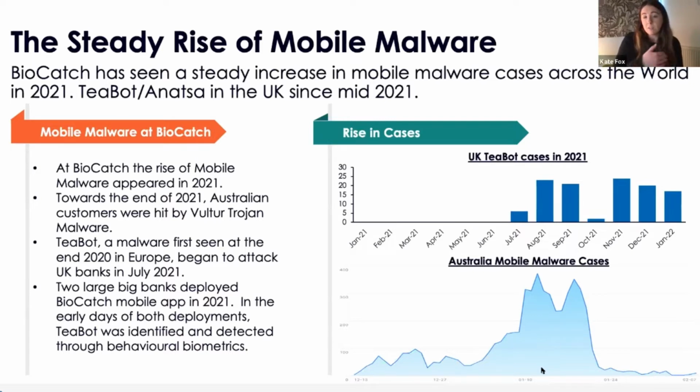The volumes are quite low, but they are starting to steadily rise, which I think will rise more, really, which is crucial to make sure there are controls in place to detect the malware. So, for example, two large UK banks deployed BioCatch in their mobile app journey in 2021. And in the early days of both deployments, we were able to identify T-Bot through behavioral biometrics.